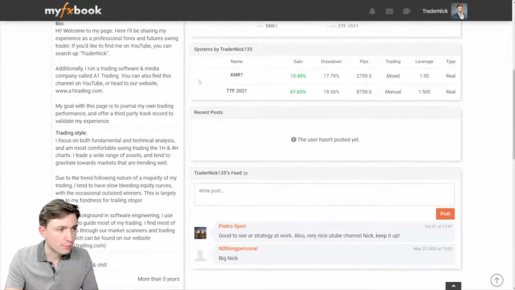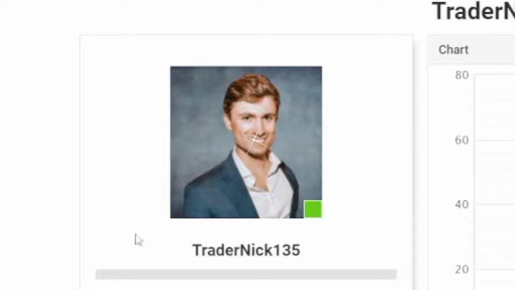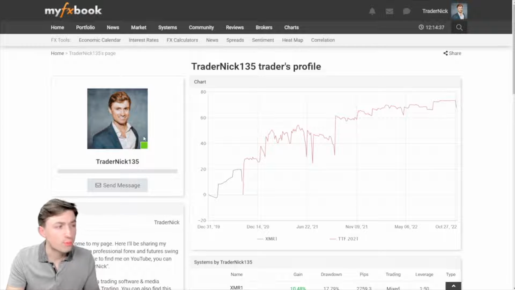So I've got my portfolio here, or my profile here. Beautiful picture of me. Man, I love that suit. The only thing I don't like about this picture is one button was undone, but otherwise it was a great picture. Anyways, let's take a look at some of the stuff here.